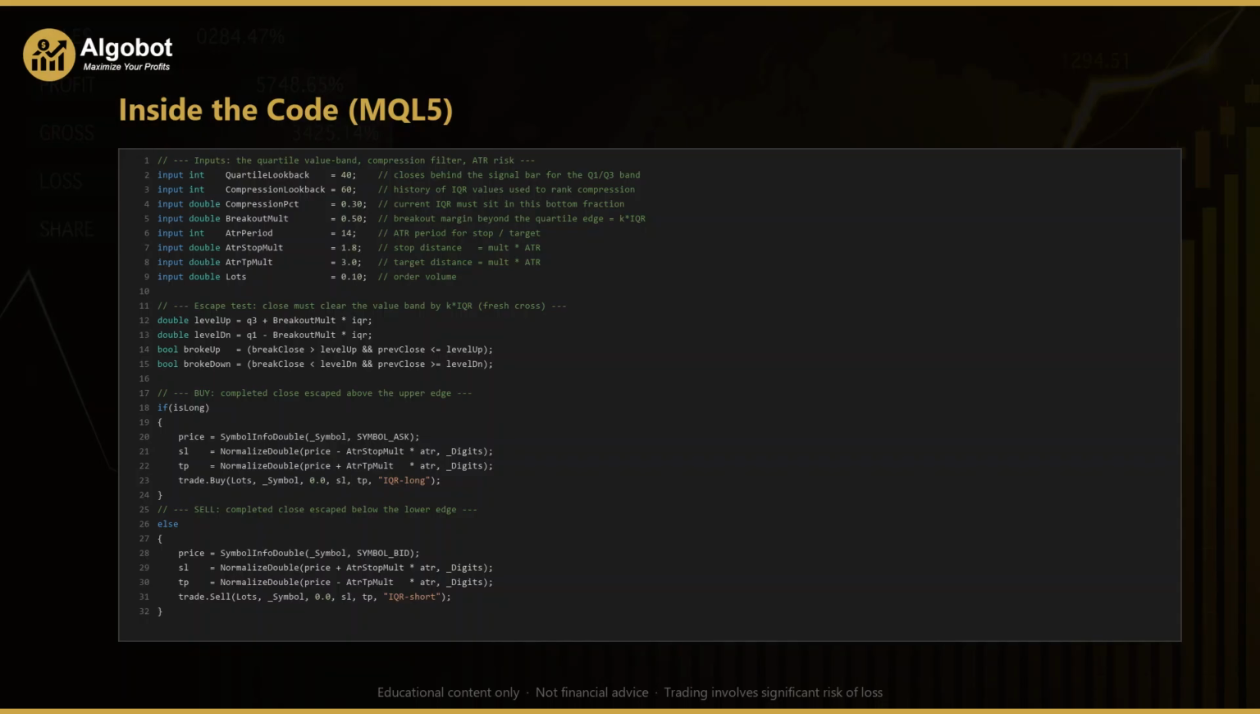In the short branch, it reads the bid price, sets the stop loss above the entry and the take profit below it using the same multiples, and calls trade.sell with the IQR short comment. Notice how both sides are completely symmetric. Same compression, same margin, same risk model, just inverted.